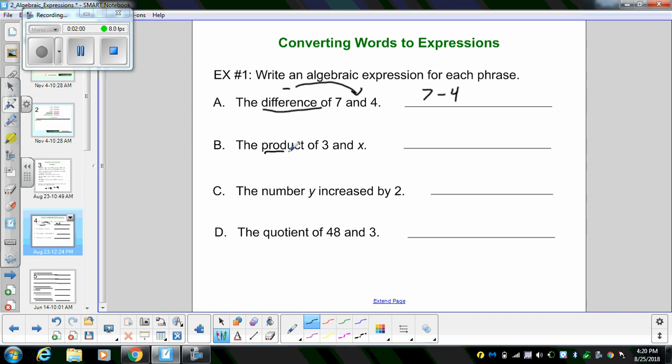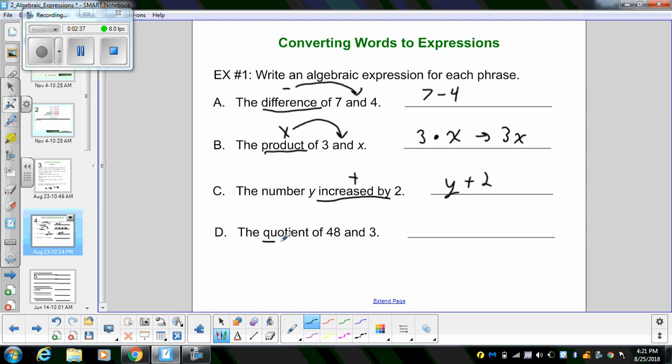The product means to multiply, and the and is where it goes. So this is simply just going to be 3. Since I'm already going to use an x, I'm actually going to use the dot to indicate multiplication, so 3 times x. You could have also done just 3x, because a number next to a letter also indicates multiplication. The number y increased by 2. You need to realize that increased by is adding. So this is just y plus 2.